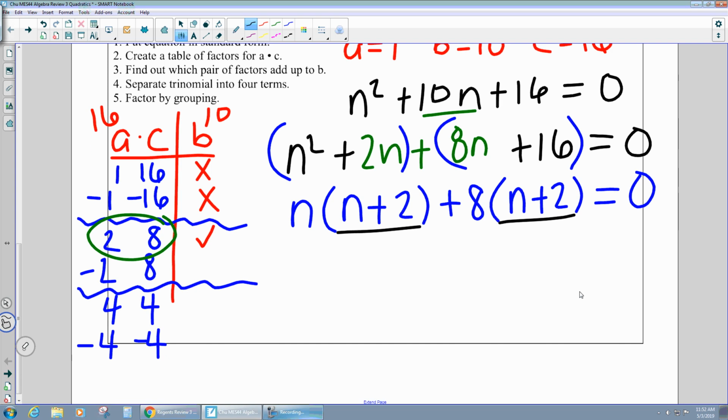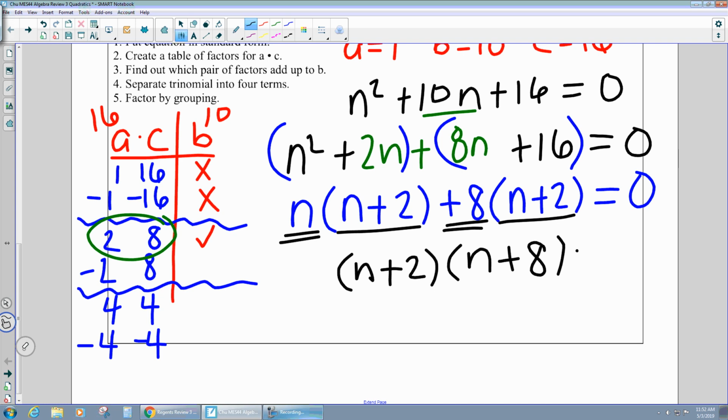Now I see that twice. I'm going to write it once. That's one of my factors, n plus 2. My other factor is everything else that I pulled out. So n plus 8 equals 0. So we're done with factoring.